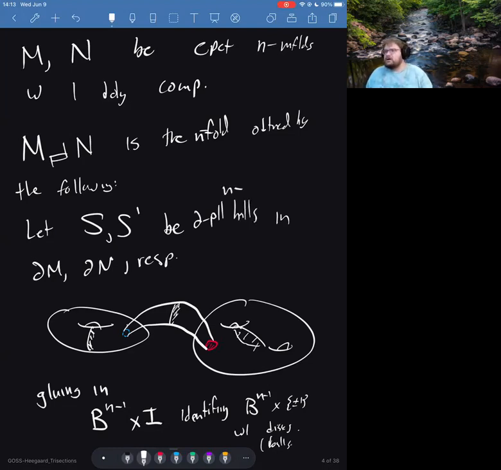So the idea here is that it looks like the connect sum in the boundary. The takeaway here is that the boundary of M connect sum N is equal to the boundary of M connect sum the boundary of N. And then away from the boundary, it looks somewhat like a disjoint union.